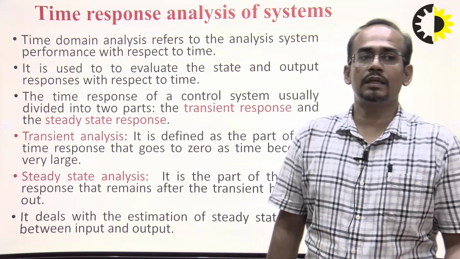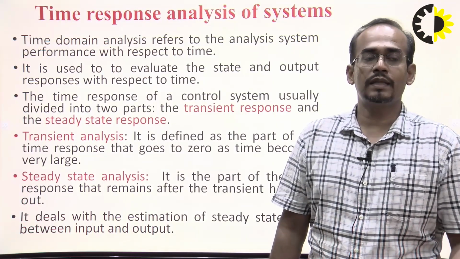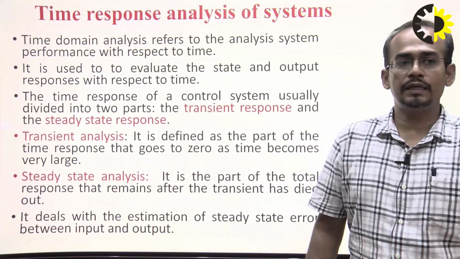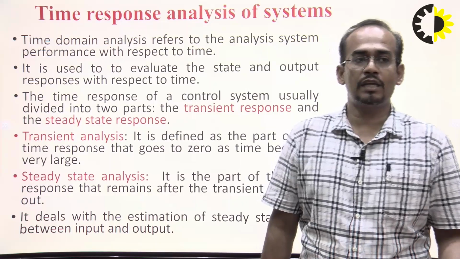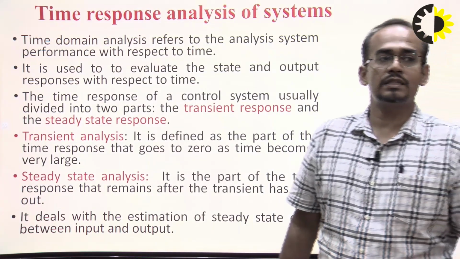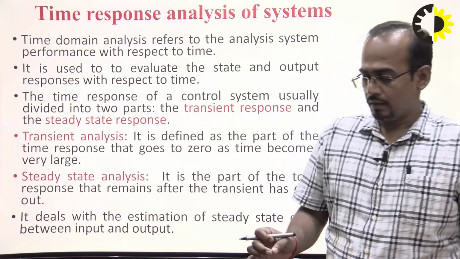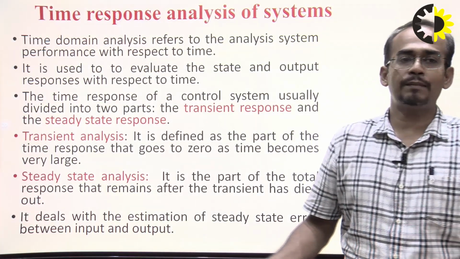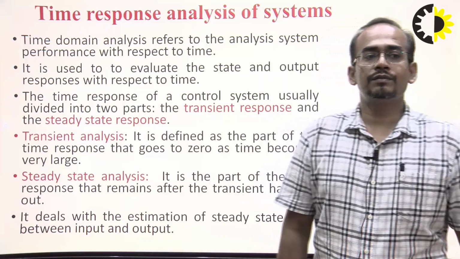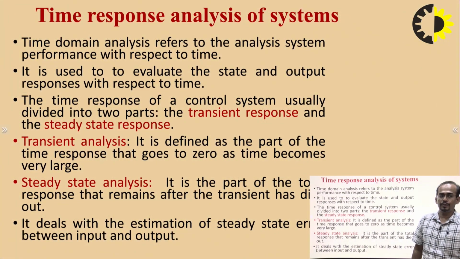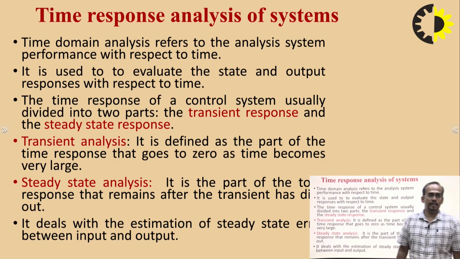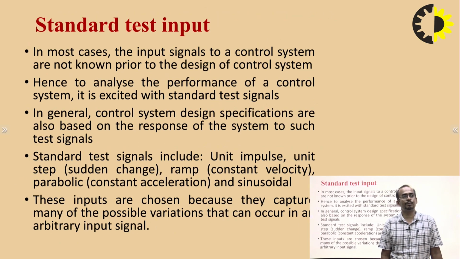Transient analysis is defined as the part of the time response that goes to 0 as time becomes very large. And steady state analysis is the part of the total response that remains after the transient has died out. It means after a particular time, when the output is approaching the input. It deals with the estimation of the state of error between input and output. In case of steady state analysis, we will find the steady state error between input and output. In case of transient analysis, we will find the time response of the system.